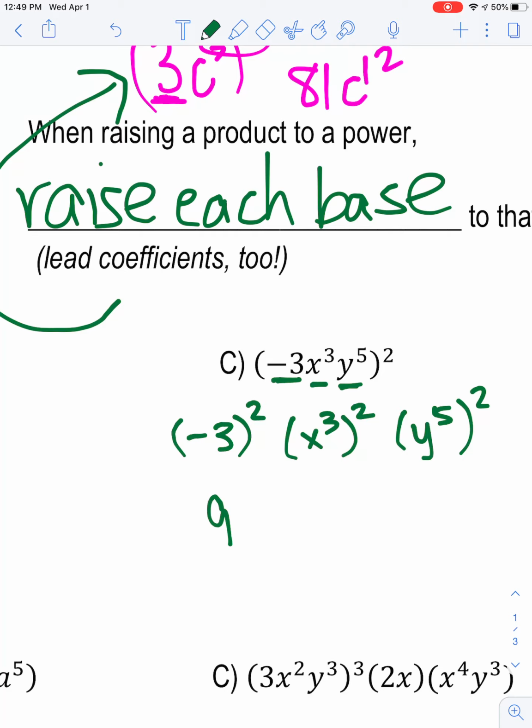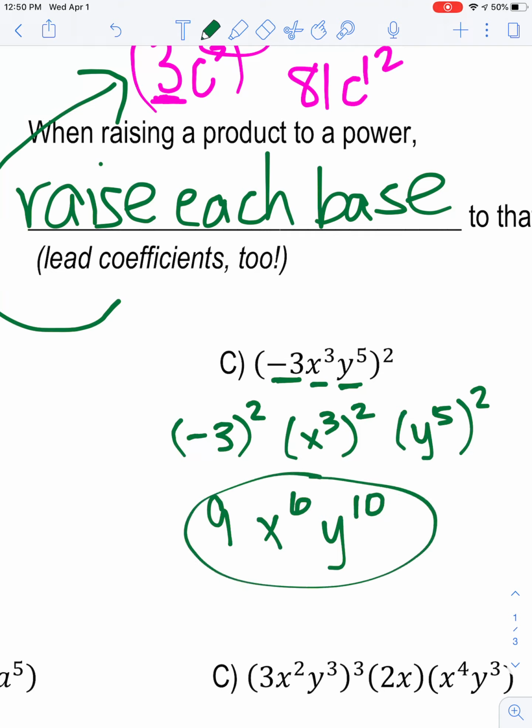Okay, x to the 3rd to the 2nd is x to the 6th, because I multiply those exponents. Y to the 5th to the 2nd is y to the 10th, because I multiply those exponents. Don't put a 7, that mistake would be adding. Don't put a 25. That means you did 5 squared, but you want to multiply 5 times 2 because this is a power to a power.